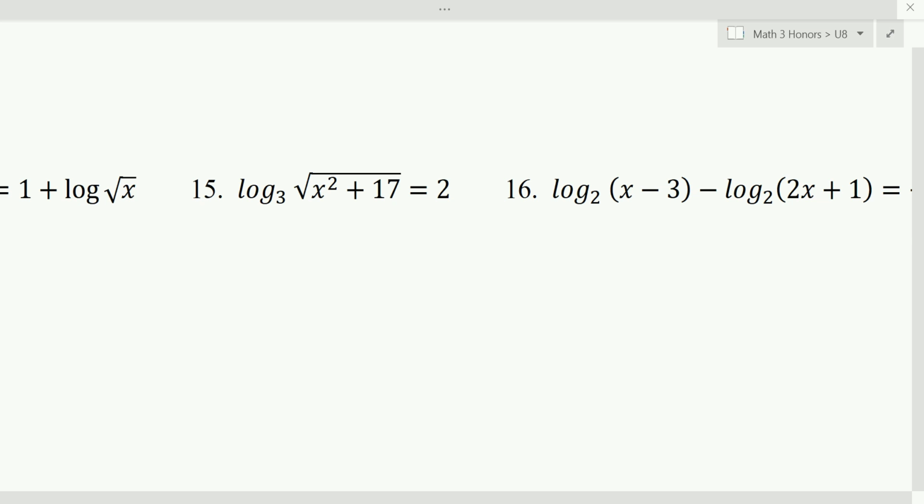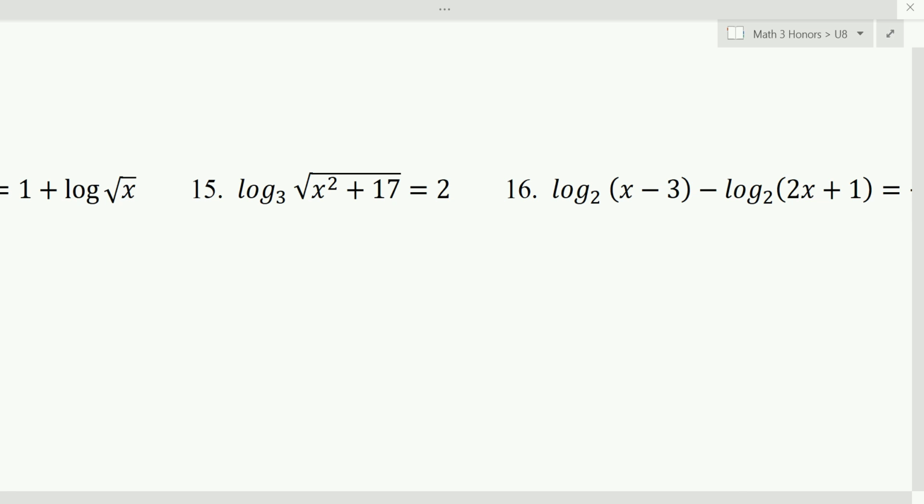What's 15? I need you to see that it's different because we don't have a log at all on one side. Okay? So, if you don't have a log on one side and you have a log on the other, you have a different method. Don't use the method for a log on each side, where you drop the log. If you have something like this, then you're going to use the definition of logs. You're going to change it out of log form and put it into exponential form. That's how you get rid of the log.